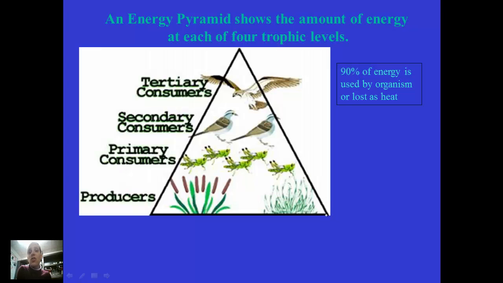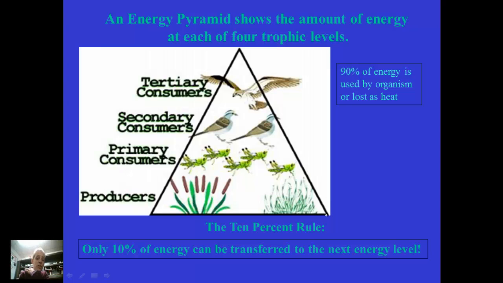So 90% of energy is used by an organism or is lost as heat. So what this means is 10% of the available energy is moving up to the next trophic level. This is what we know as the 10% rule. Only 10% of energy can be transferred to the next energy level.